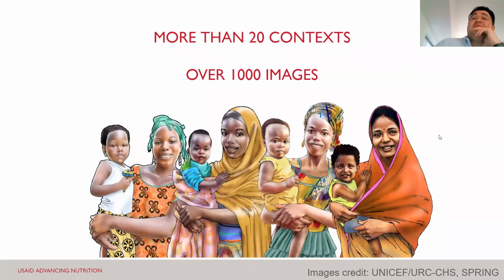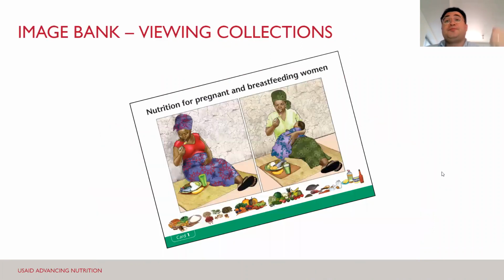The image bank has images from more than 20 different country contexts. Actually, I think it's 23, if I'm not mistaken, and over 1,000 images, although I actually think it's maybe 1,400 at this point. And we're always in discussions with organizations who have developed new images to try and make that image bank grow. And so I want to take one little moment just to show this card navigation feature.